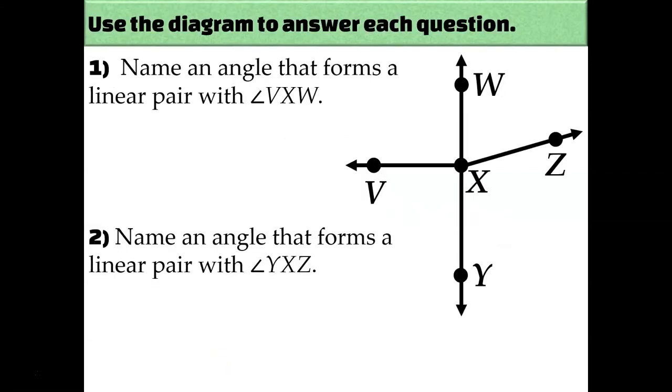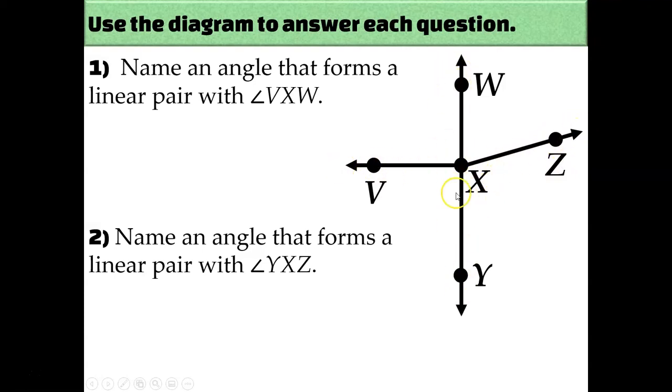So let's work on identifying linear pairs from a diagram. Name an angle that forms a linear pair with angle VXW. VXW is this one right here. And in order to form a linear pair, the angles have to be adjacent, and their non-common sides must be opposite rays. In other words, really what you're looking for is a straight line with two angles built off of it. So for this angle, if I continue side VX off in the other direction, there's no opposite ray out here, because this one bends up and off in the other direction. These 3 points are not collinear.